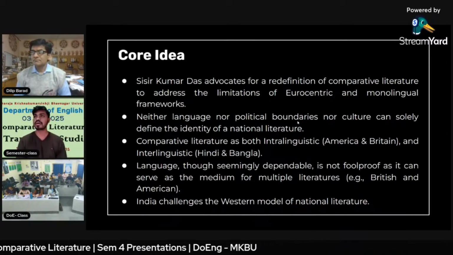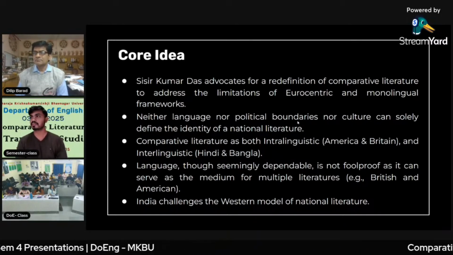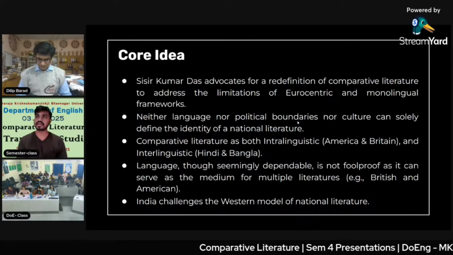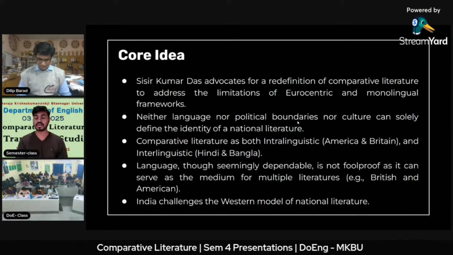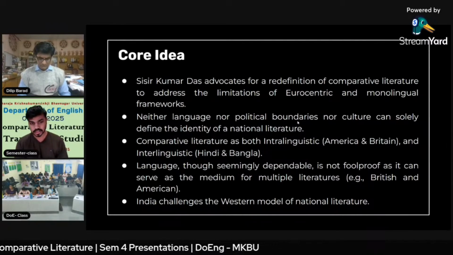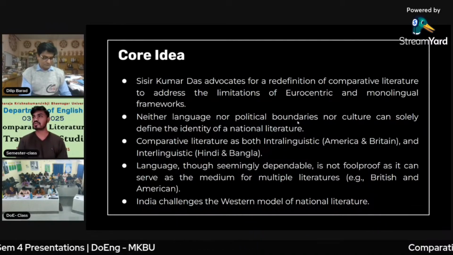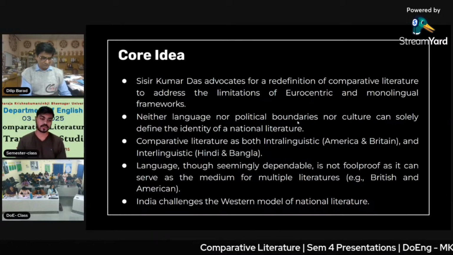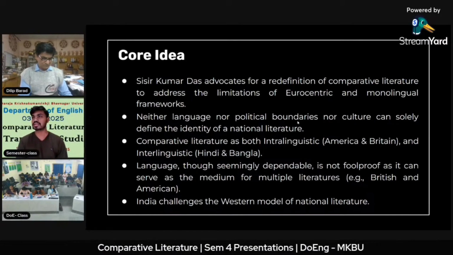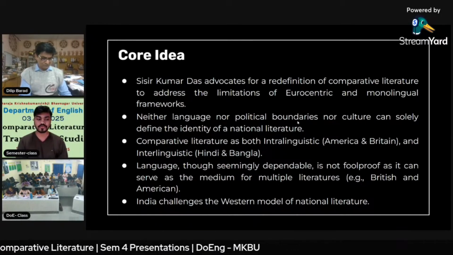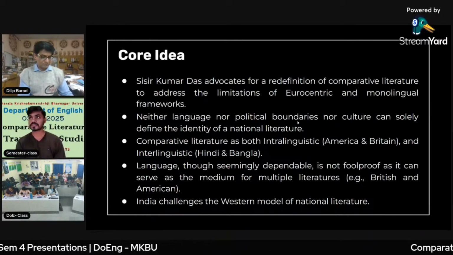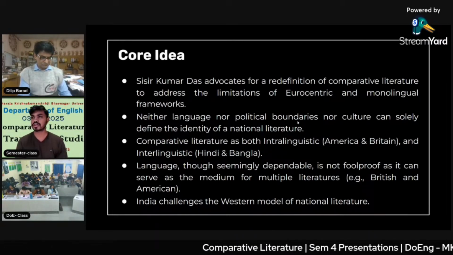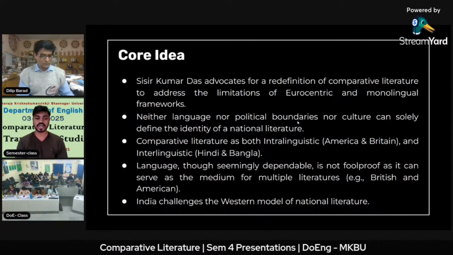Intralinguistic study is a study of similar languages, that is, of the American and British nations. And interlinguistic study can be done in a country like India, where there is a diversity of languages. Like we can do a comparative study between Hindi and Bangla, or Gujarati or Marathi or Tamil or Kannada. So in that way, though he says that language is not seemingly dependable, because it is not foolproof, as it can serve as a medium of multiple literatures, for example, British and American. And this kind of criterion of language can also lead to homogeneity of language.